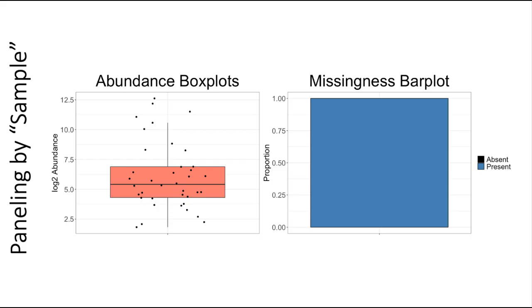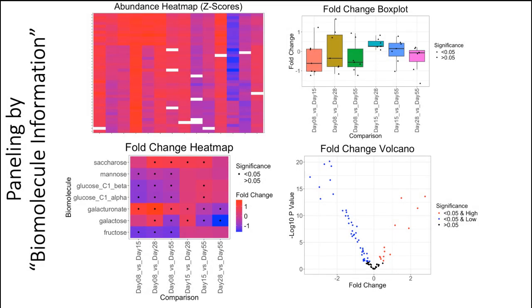There are 2 types of plots if paneling by sample. If paneling by a sample, abundance box plots and missingness bar plots are available. There are 4 plot types if paneling by a biomolecule information column, like the protein each peptide belongs to. If paneling by biomolecule information and plotting abundances, abundance heat maps are available. Note that in this case, z-scores for each abundance are plotted. If grouping information is provided, the y-axis, which is the samples, will be sorted by group.